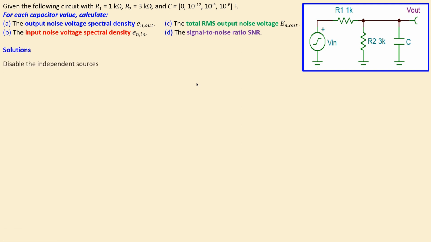How do you start? As we did in the previous example, we'll disable all the independent sources. In this case we have only one voltage source, so that will be a short. If this were a current source, it would be an open circuit.